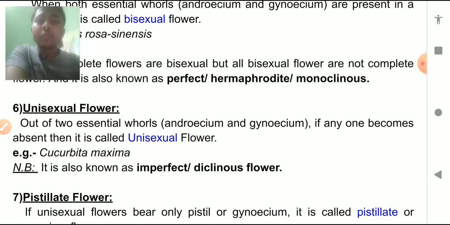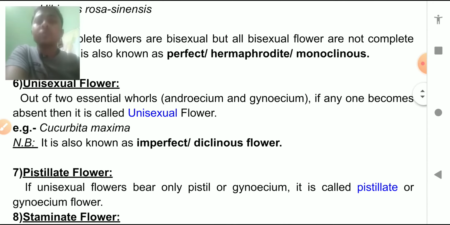At the same time, remember that in bisexual, bi means two, whereas unisexual means uni, a single sex organ present in a flower. When, out of the two essential whorls, any one becomes absent, then it is called a unisexual flower. In a simple sentence, unisexual means a flower that can bear only one sex organ. Like Cucurbita maxima, we already discussed it.